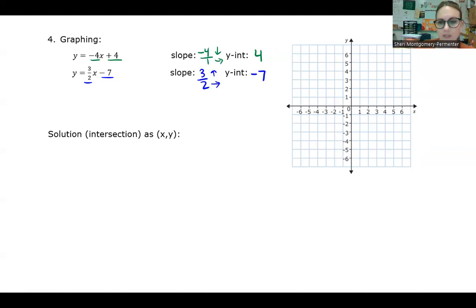So when we go to graph these, you will always do the y-intercept first, and then the slope second. So my y-intercept is 4, so I put a point there. So you do it in backwards order. So I plot my y-intercept, and then my slope says go down 4 and then right 1. So I go down 4 and then to the right 1. Put a point. And I'm going to go down 4 and to the right 1 again and put a point. And I can connect my dots.